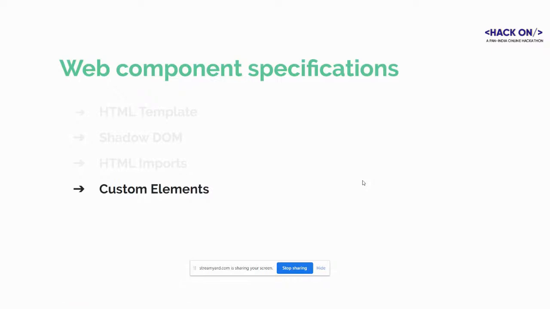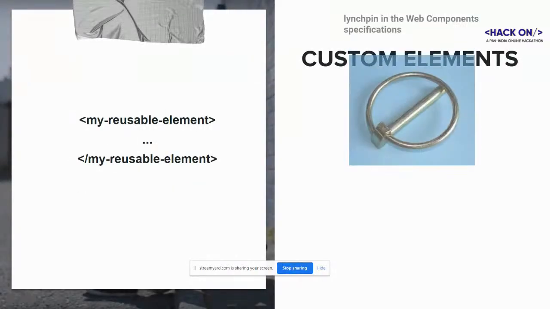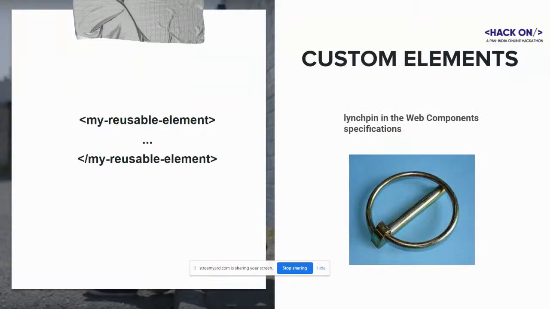Now we know that HTML imports are no more in the picture. So the last thing, custom elements, is the most important thing. Now you might be thinking that I'm calling everything important, but custom elements is the main thing on top of which web components are built. Why is that so? First of all, think of custom elements as a linchpin in the web component specification.